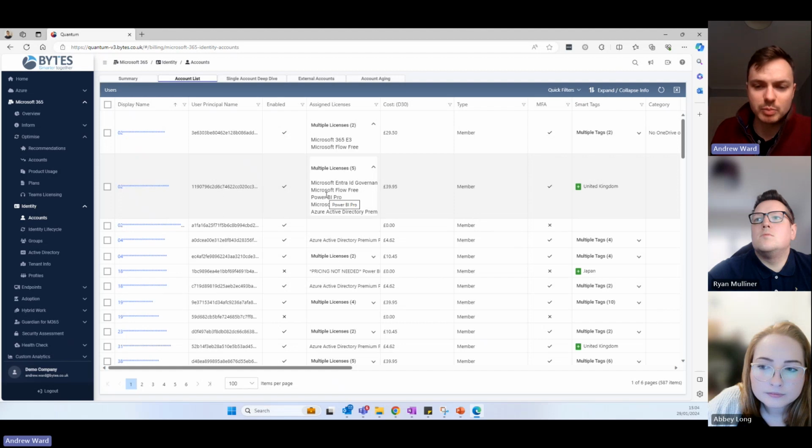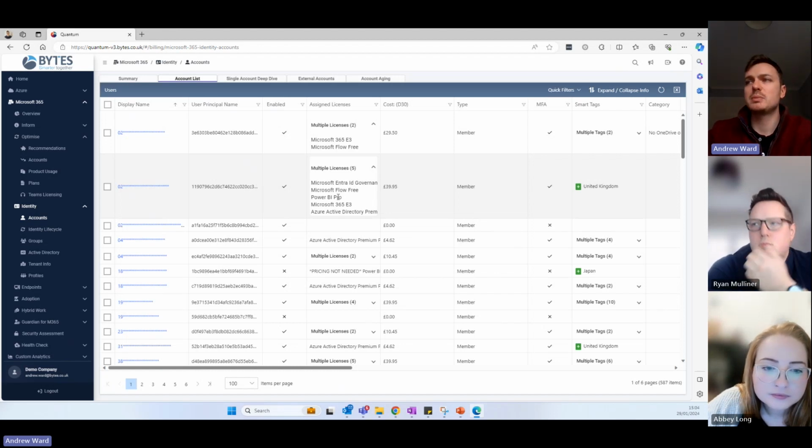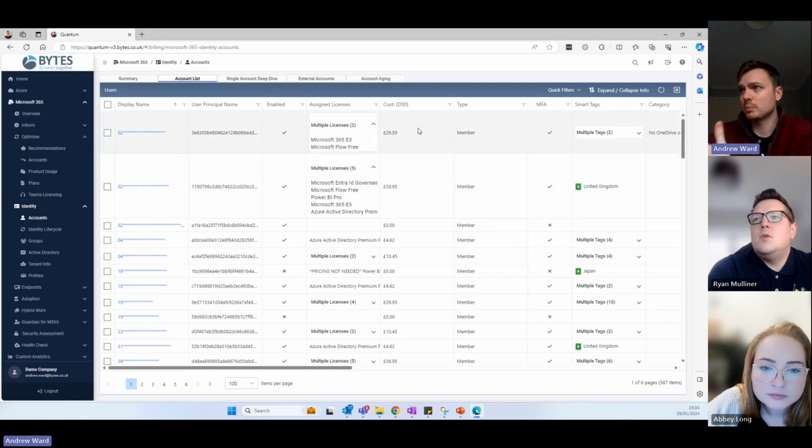Actually, to rethink that, Power BI Pro is in E5, isn't it? Okay. From the top, 3, 2, 1. So with this particular user, we can see that they've got additional licenses added in here. So for example, we have a Power BI Pro license, which is included within E5. So we can see how and why their cost as a user is different to the one above.